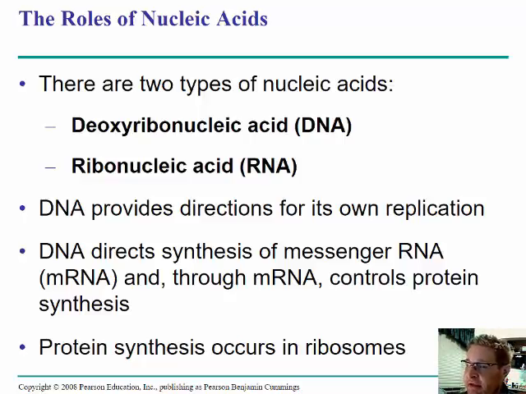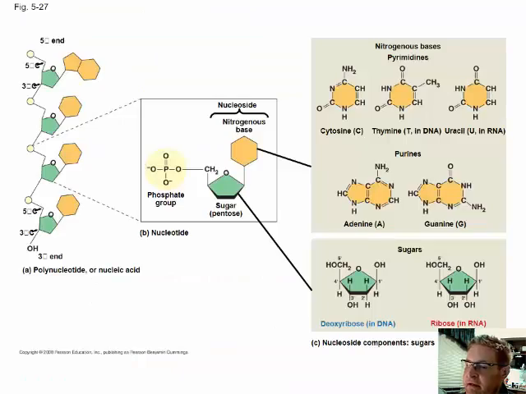There are two types of nucleic acids: deoxyribonucleic acid, DNA, and ribonucleic acid, RNA. DNA provides all the instructions needed in order to replicate itself. DNA can direct the synthesis of messenger RNA, and that messenger RNA will later be converted into a protein. The protein synthesis, making the protein from that gene, occurs on the ribosomes.